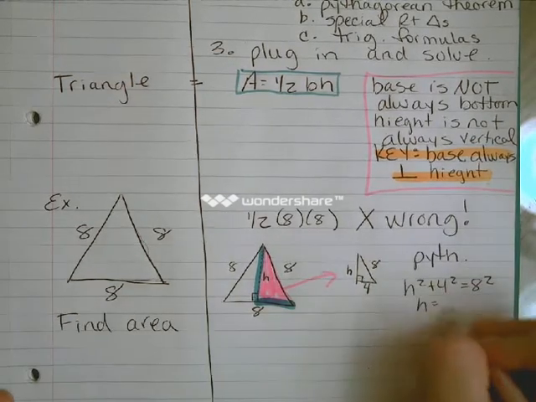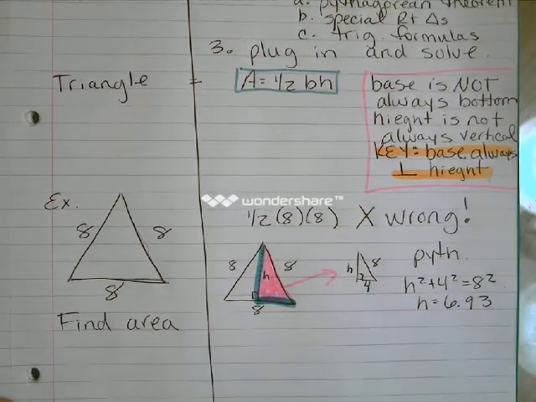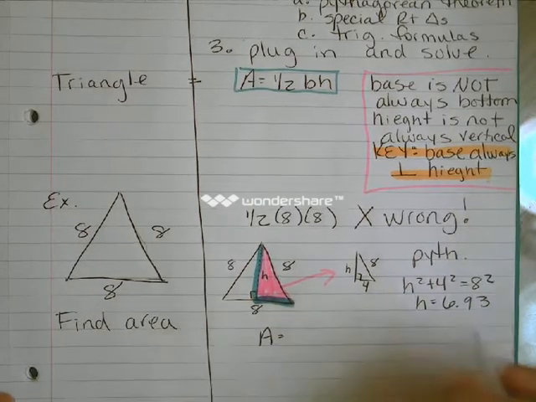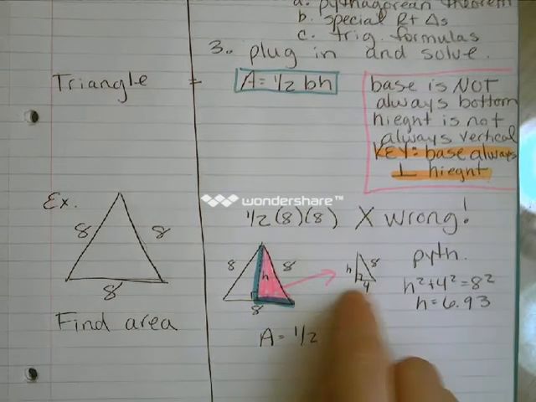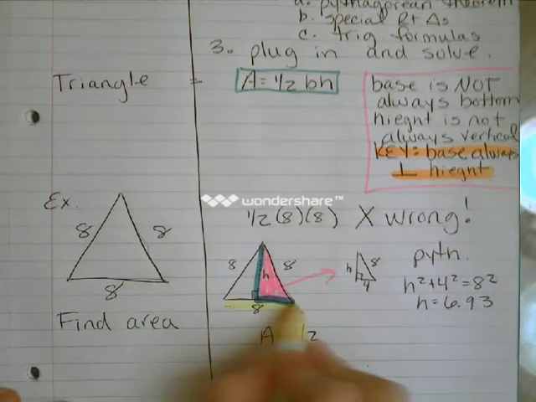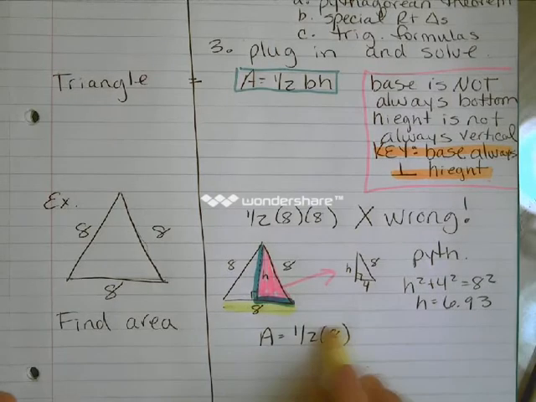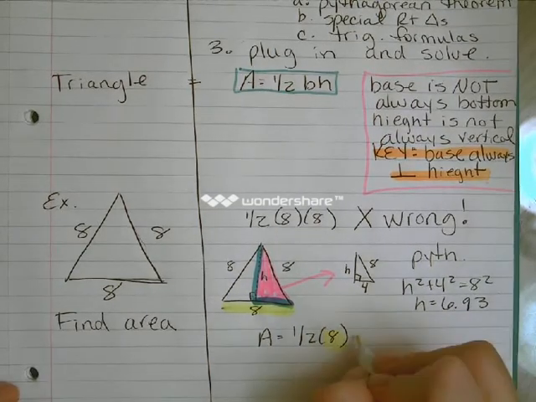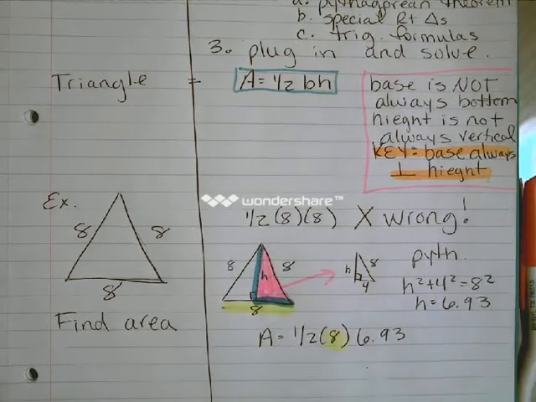Okay. Now plug into your formula. A really big mistake I see kids make is putting 4 in for the b here. Remember, this is your base. And we found h to be 6.93. And then you can just type that in the calculator.